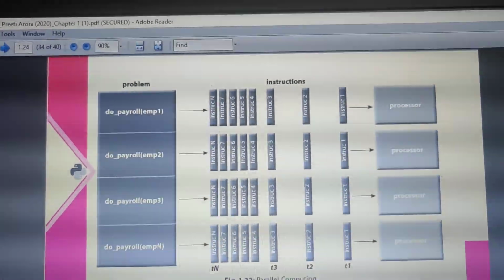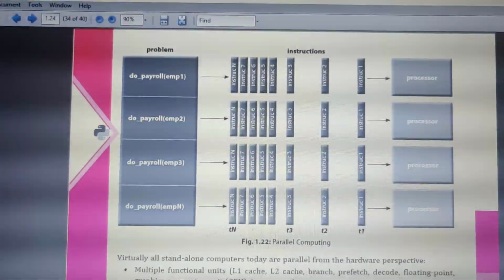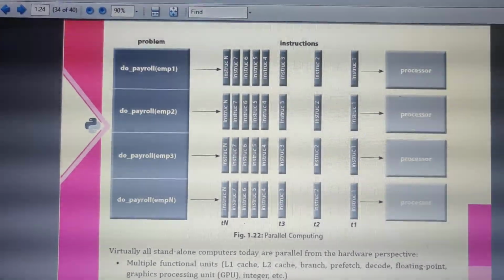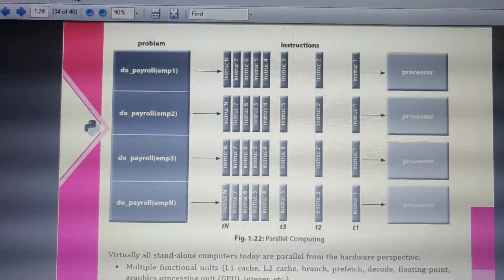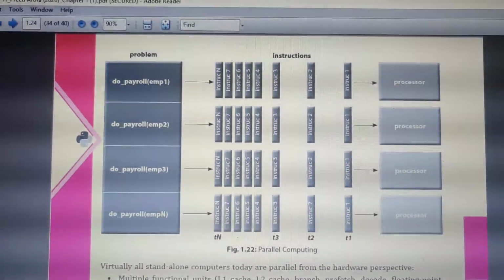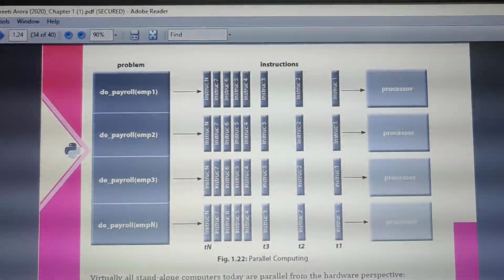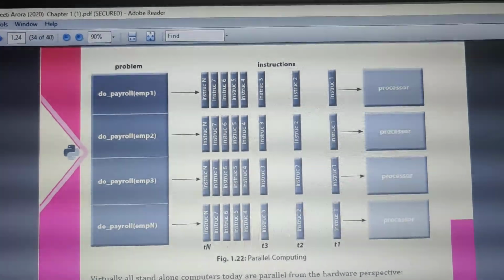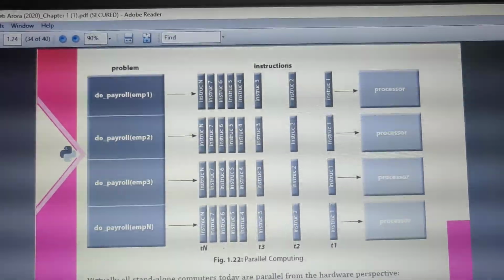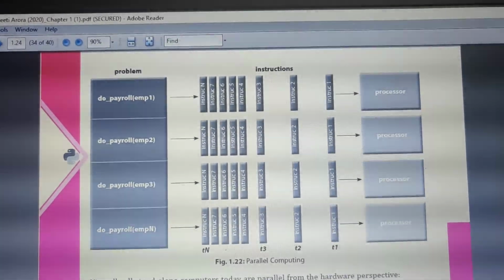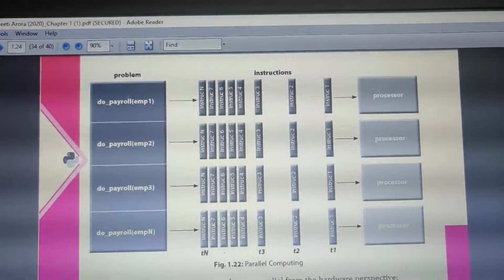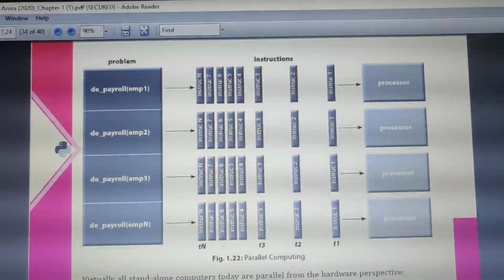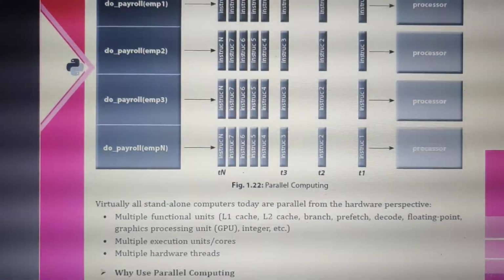And here, you can see the figure. In this figure there is a problem. We can say payroll, employee 1, employee 2, employee 3 and employee n. So here each employee is given part of that problem; we have divided the problem, distributed it and given it to each employee, and that employee gets the instructions by which he or she solves it. So here you can see at the end of the day, at the processor, every problem is solved bit by bit. So that's how it works.